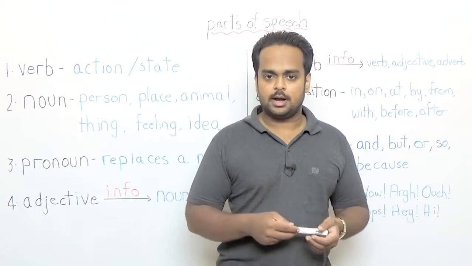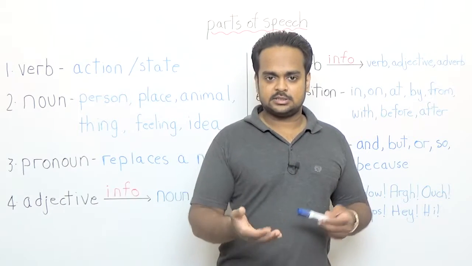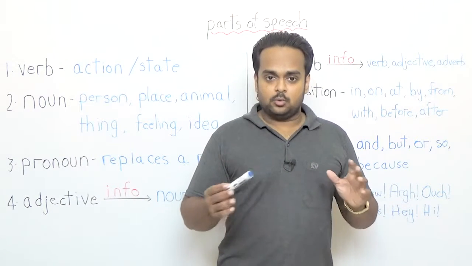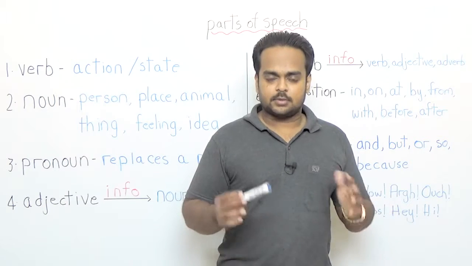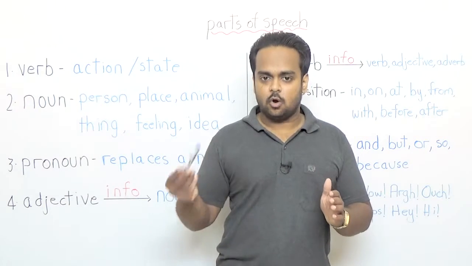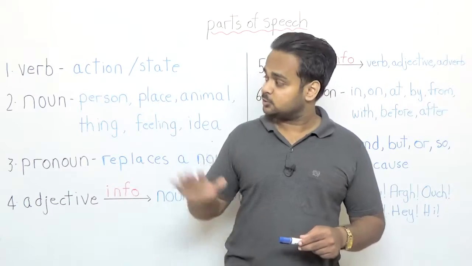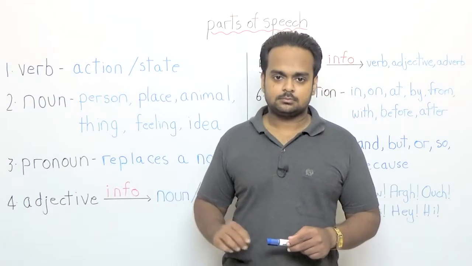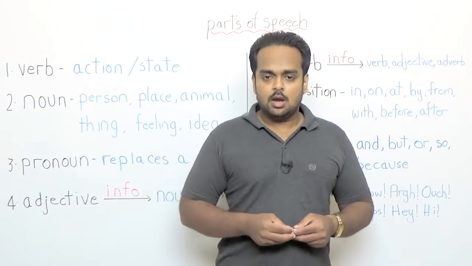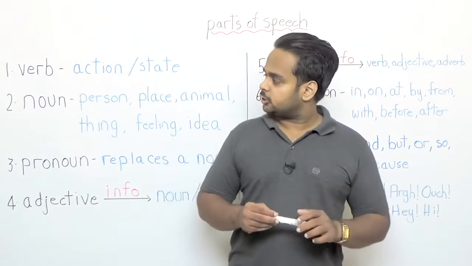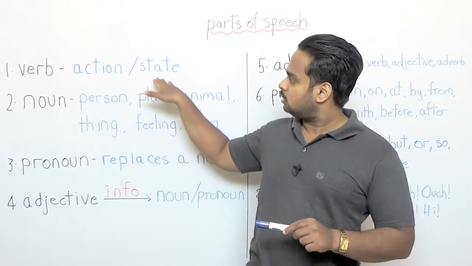Now, I'm sure you know about past tense, present tense, and future tense. That's how we talk about different times. And to do that, we change the forms of verbs. So verbs are really important. But what does a verb do? Well, a verb is a word that shows an action or a state.